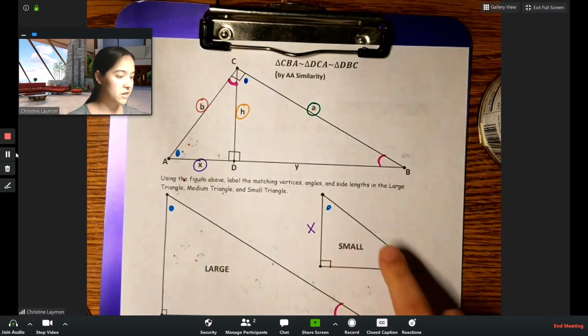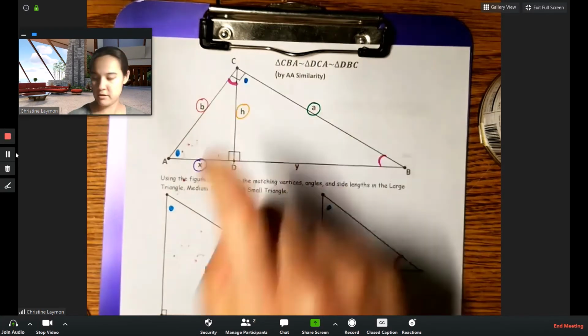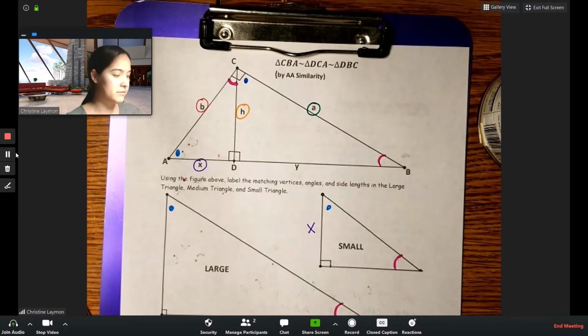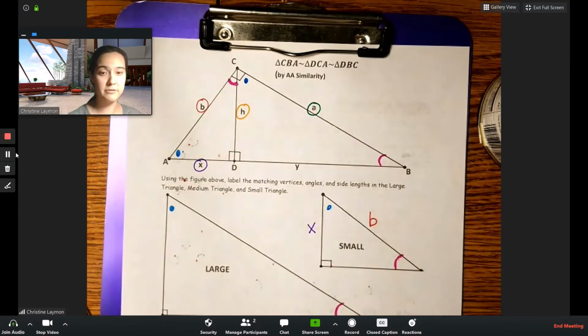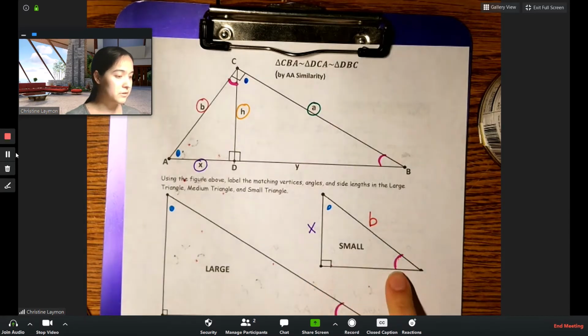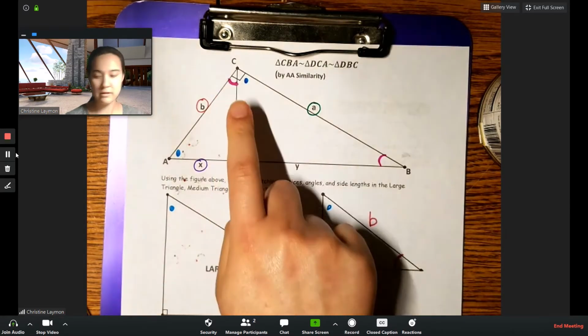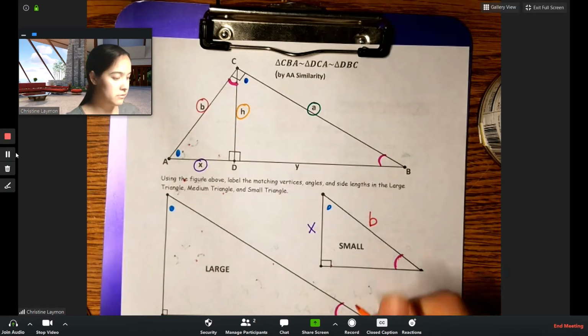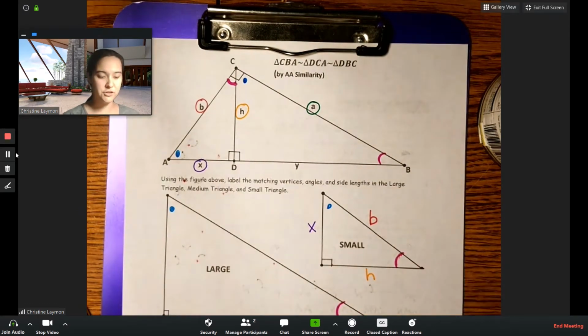For dot to arc, I have B, and I am trying to color code this right now. From 90 to arc, I have H. There's my H. So I now have that small triangle marked out with the sides.